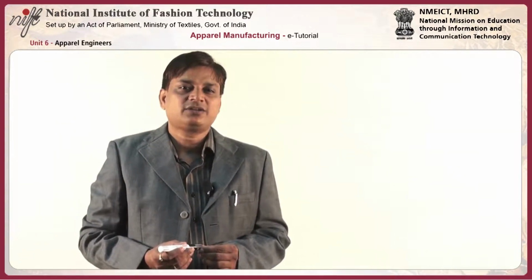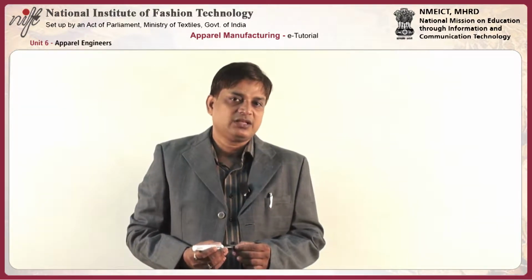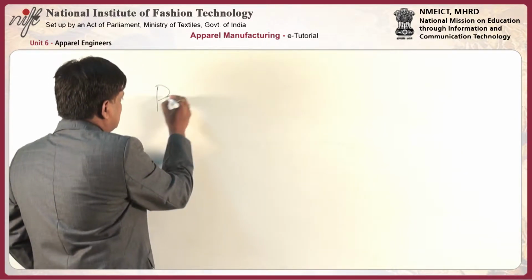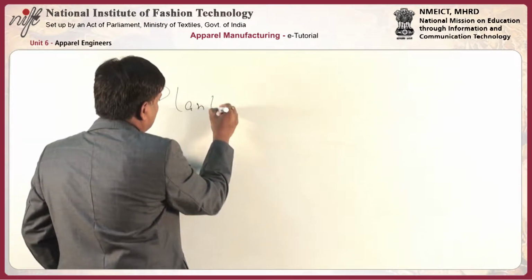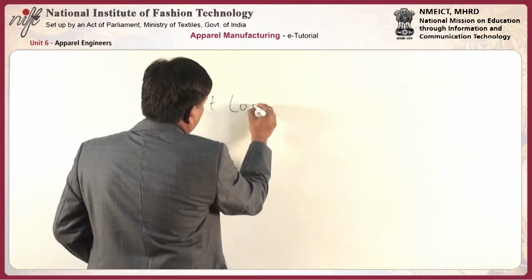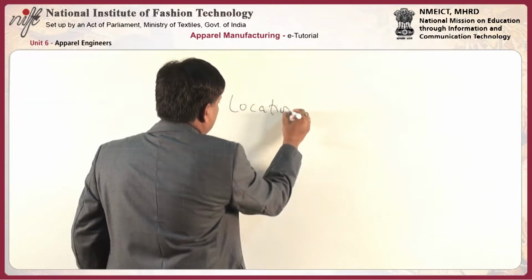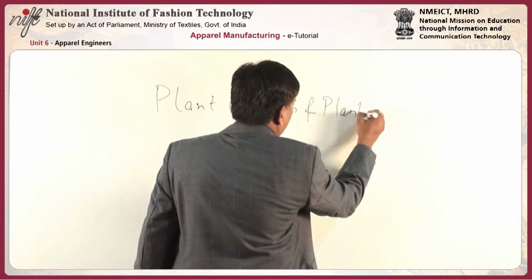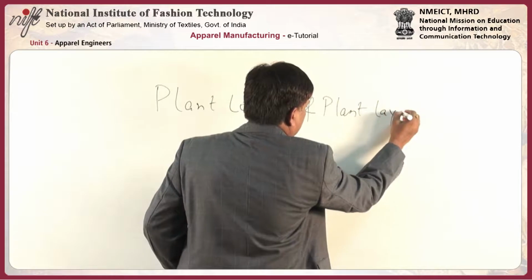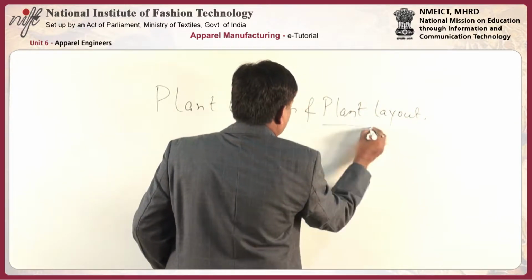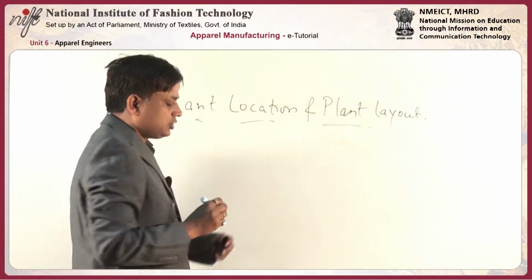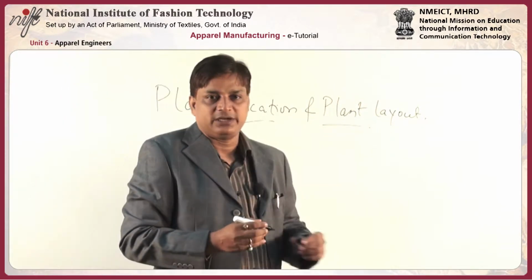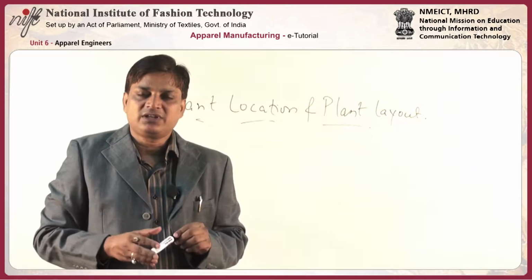The next important topic we are going to discuss today is plant location and plant layout. We will discuss where we want to locate the factory and what layout we are going to follow for that particular manufacturing plant. So these are the two terms: the location and layout of the plant. We will discuss the first one.